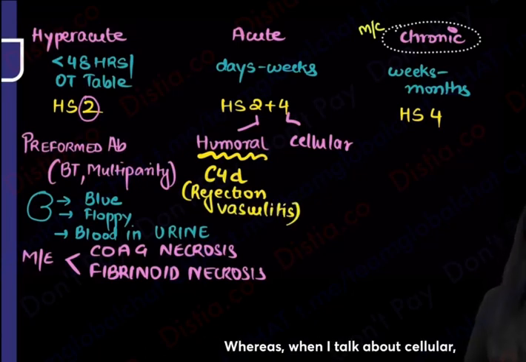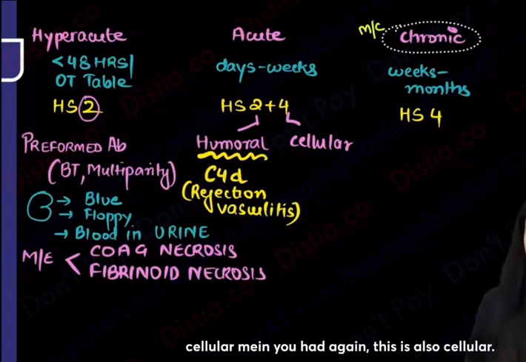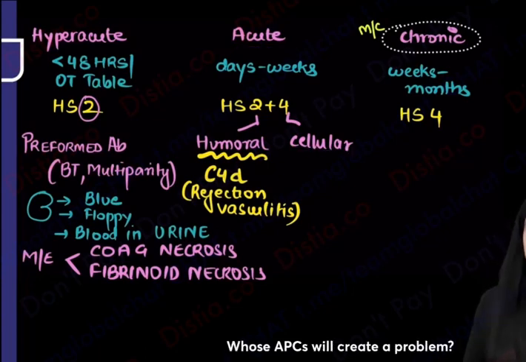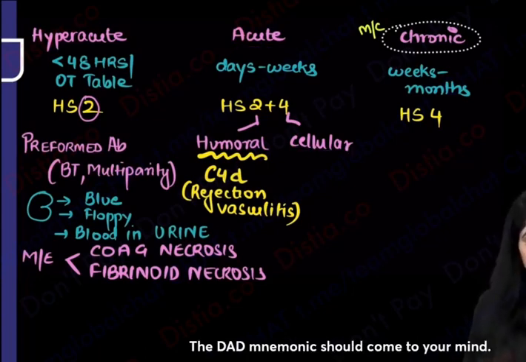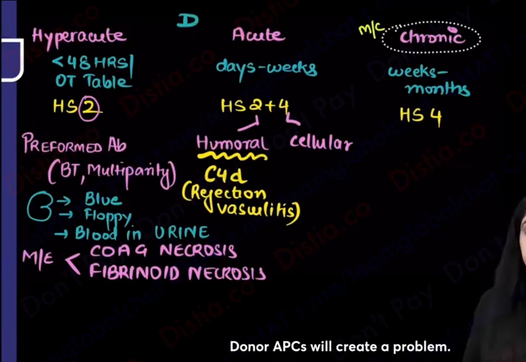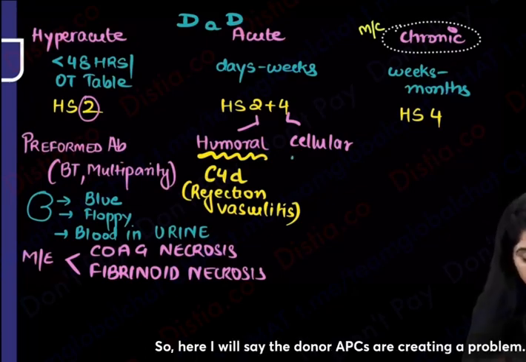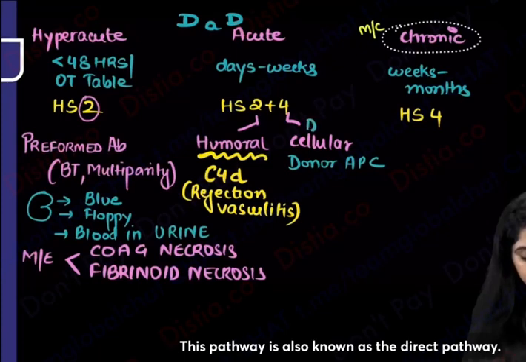Whereas when I talk about cellular, again, this is also cellular. So now I'm talking about acute cellular. Whose APCs will create a problem? That DAD mnemonic should come to your mind. Donor APCs will create a problem, meaning direct pathway I'm talking about. That is acute cellular rejection. So here I will say the donor APCs are creating a problem. This pathway is also known as the direct pathway.